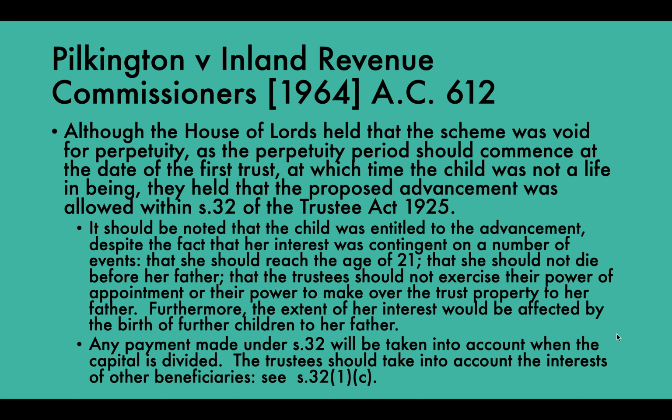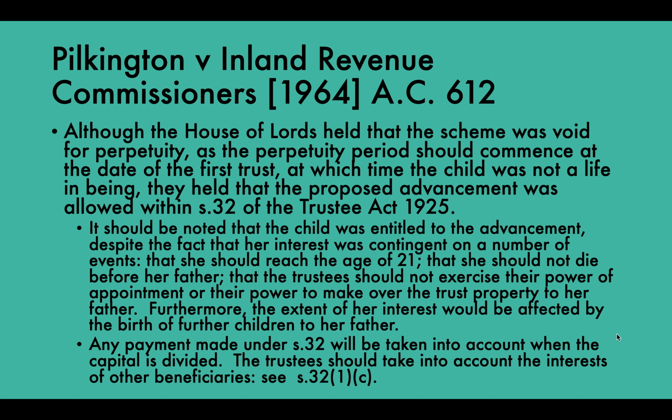So, because the new trust was born out of the old trust by using money from that trust, the perpetuity period was taken as from the establishment of the old trust. In other words, the House of Lords said that the perpetuity must commence from the formation of the original trust and not the new trust. So you cannot create a new trust out of the old trust to get around the perpetuity rules.